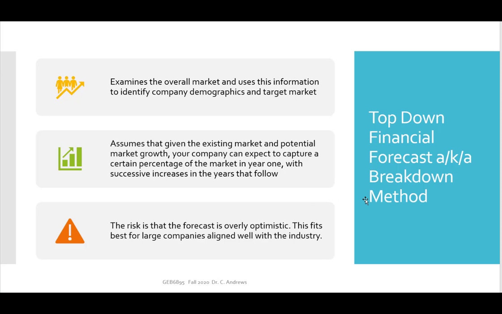So the first one we'll look at is a top-down financial forecast, and this is also known as the breakdown method. And this looks at the overall market and uses that information to identify company demographics and a target market, and assumes that the existing market, whatever the market is forecasting for growth, what industry and trade information is saying, is what will apply to your company, that you can expect to capture a certain percentage of the market in year 1 with successive increases in the years that follow.